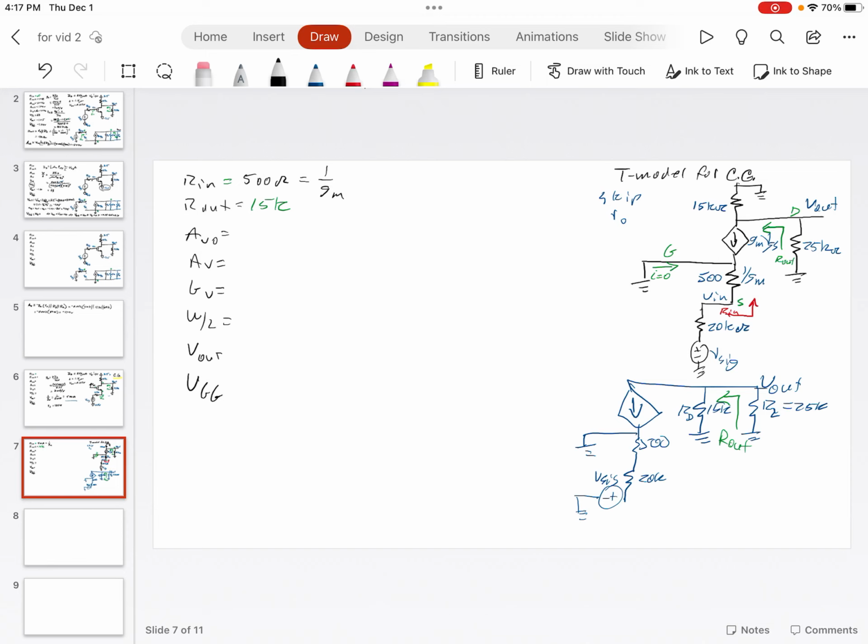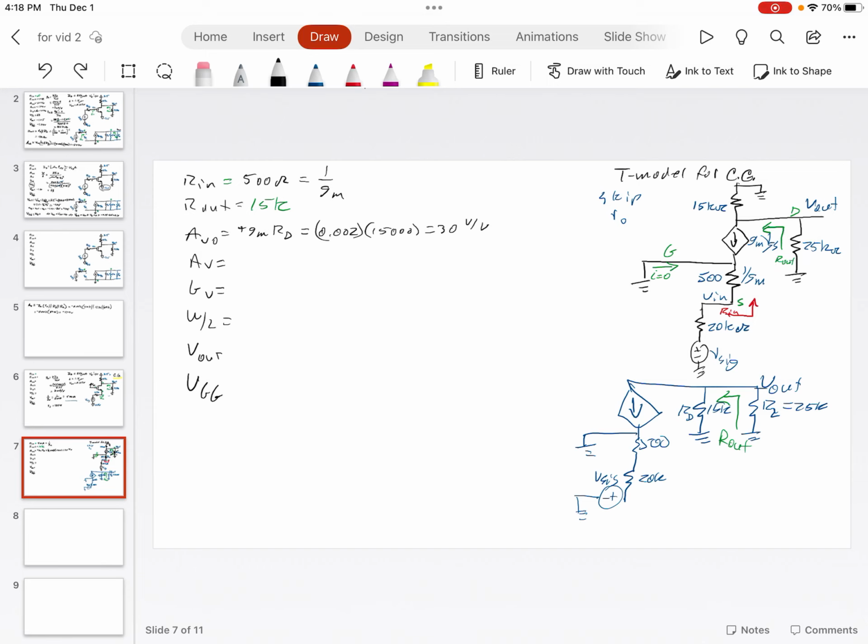Now, if we leave off the load, AV naught, the open circuit voltage gain, would be plus GM RD. So that's 0.002 times 15K, and that gives us plus 30 volts per volt. That's the open circuit voltage gain.